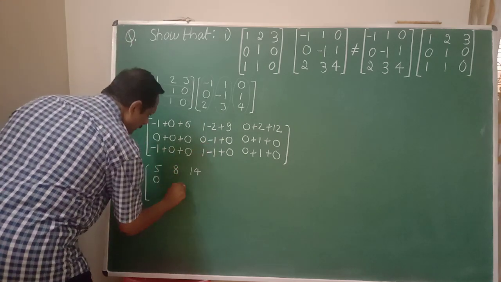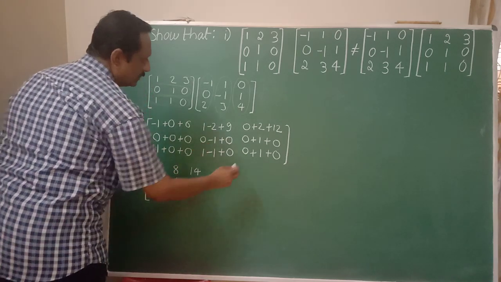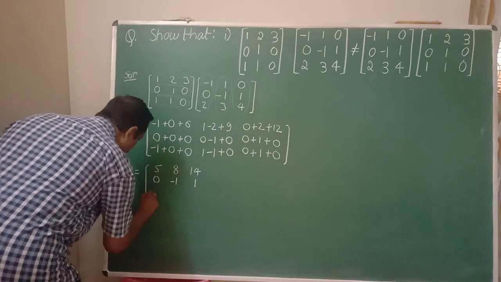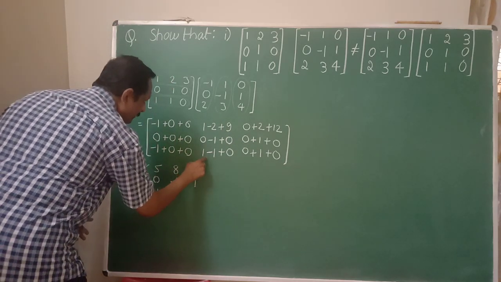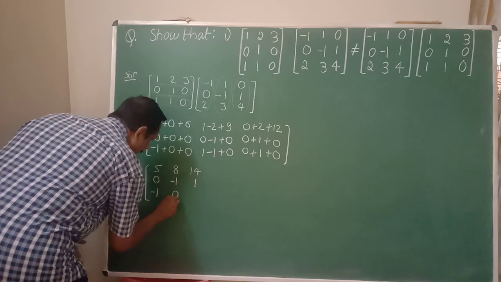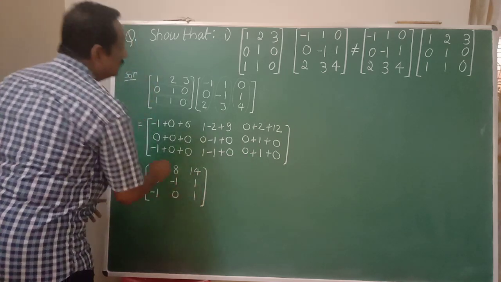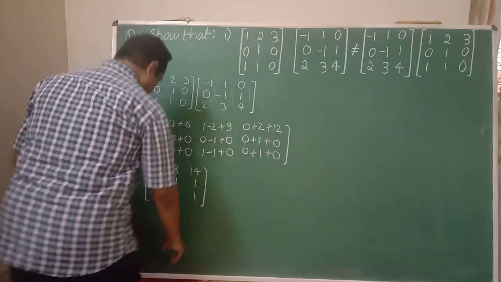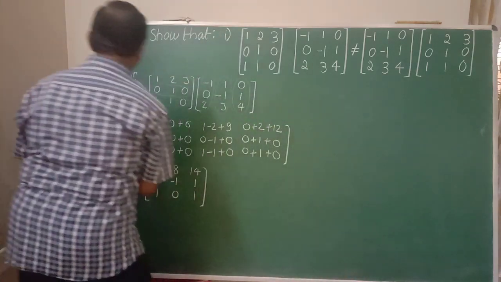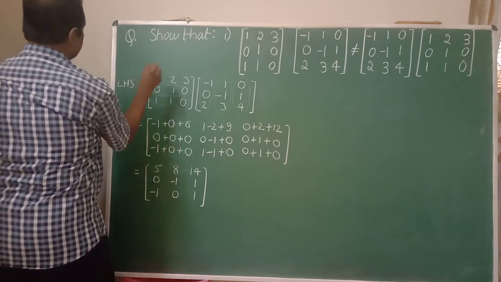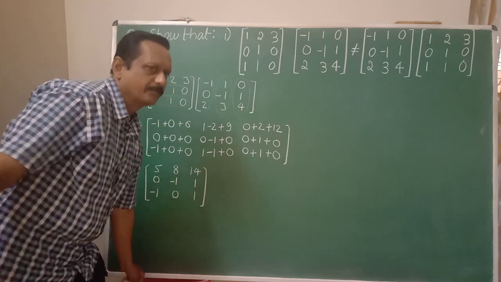Then minus 1. So write here minus 1. Then plus 1 here. So write here 1. Then here minus 1. 1 minus 1 becomes a 0 here. And here is a 1 here. Okay. So this is the LHS here. Therefore, take this one as LHS. LHS is equal to this one. Okay.